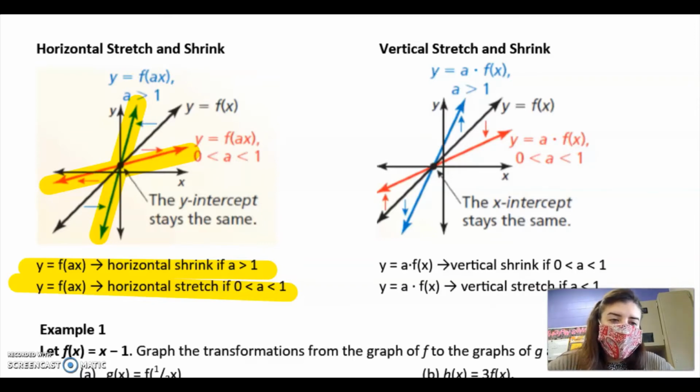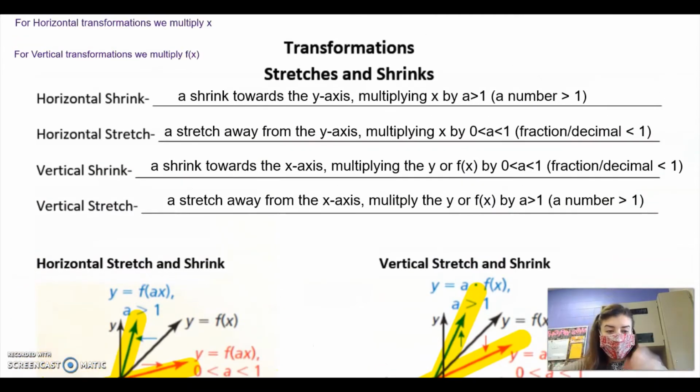We have that same concept for stretching and shrinking from the x-axis. This red gets closer to the x-axis, so that's a shrink. And this blue gets further from the x-axis, so that's a stretch. So we're getting farther, stretching away from an axis, or we're shrinking closer to an axis. So how do we know? By looking at what our function is doing.